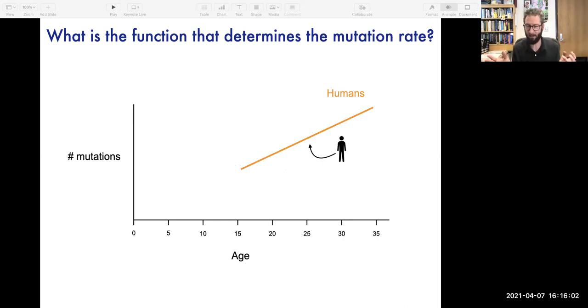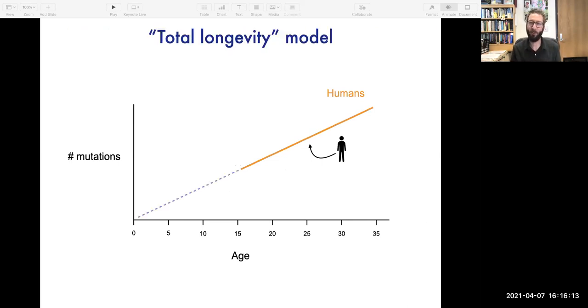We can only estimate, if we're using trios, the per generation mutation rate from humans at an age at which they have kids. So we're limited to about 13 to 15. So there's, I would say, two main competitor models for what this function looks like.